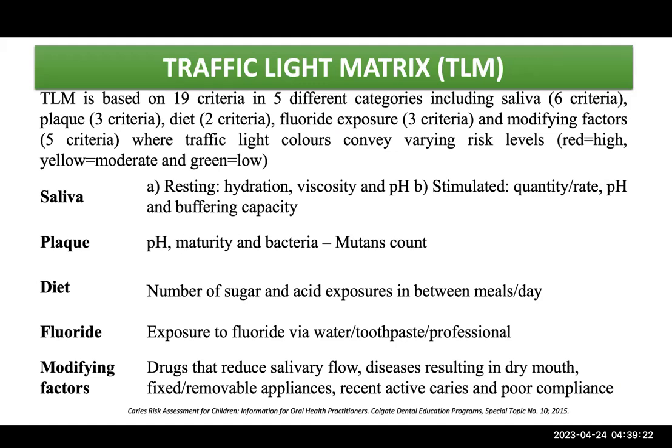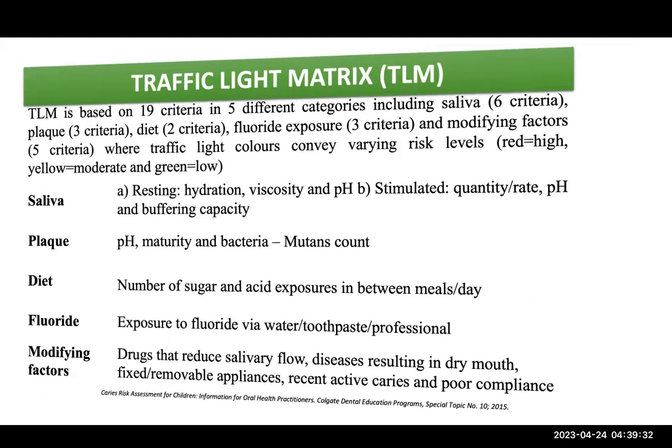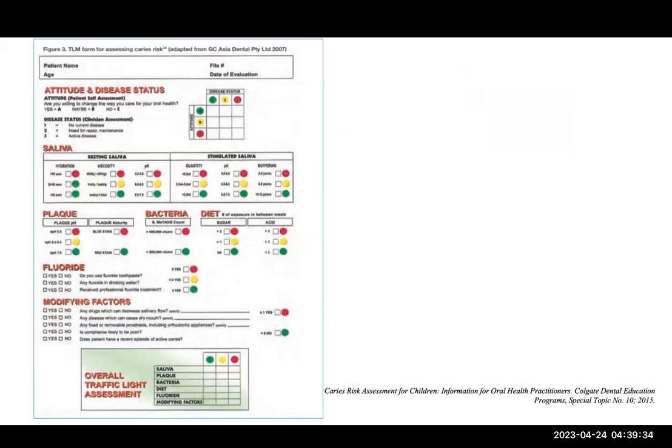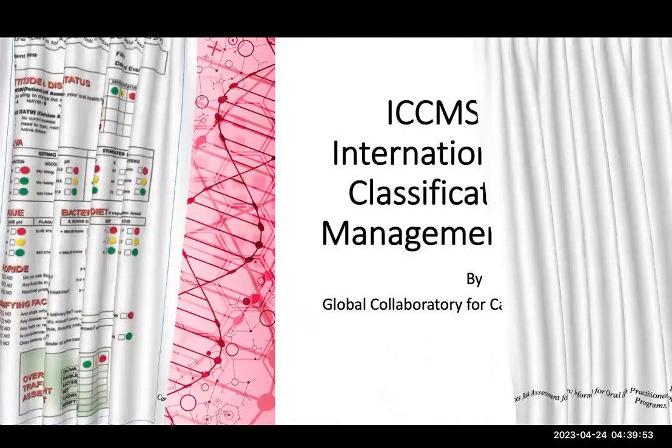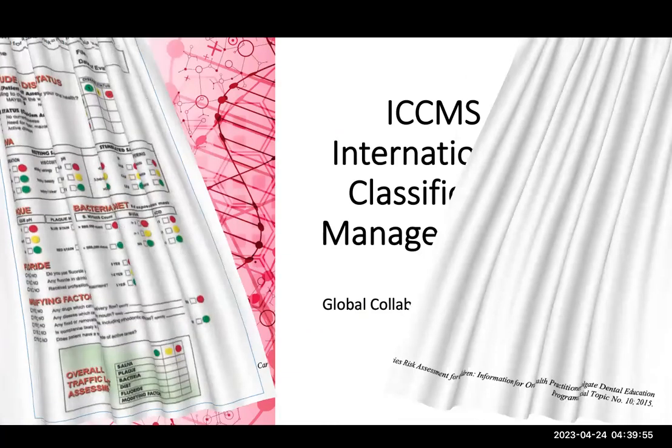So these are the simple factors which have been mentioned on this slide. I'm not going into the details, but these are the simplified form. And when you mark on this chart of the traffic light matrix, at the end you get the oral assessment about all 6 factors at the bottom. And once you get all of them, you can classify into high, low, or moderate risk.